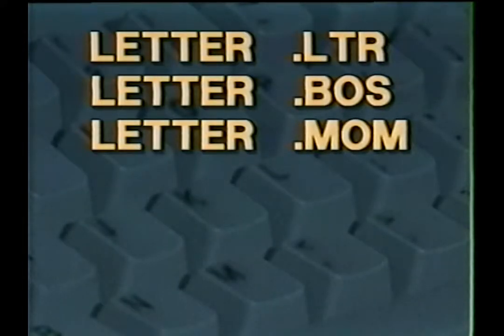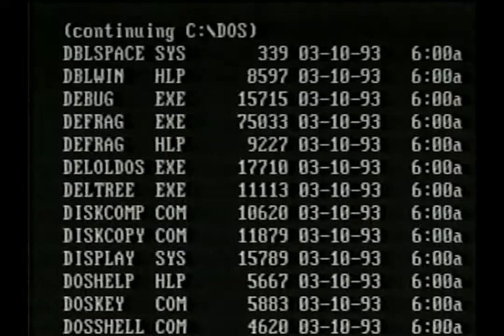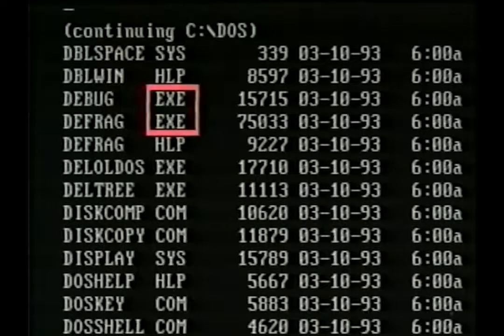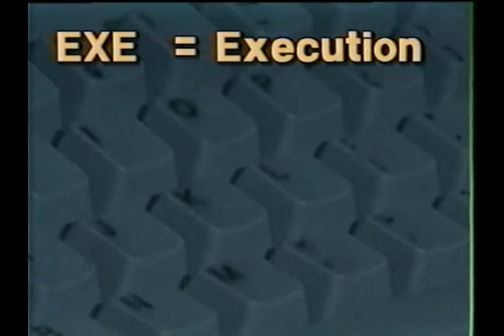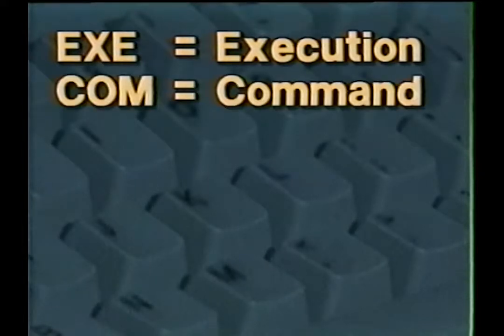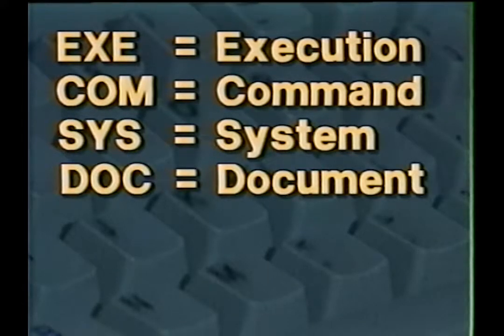The extensions must be different if the file names are the same, and the file names must be different if the extensions are the same. As you can see on the screen, there are files with the extensions EXE, COM, and SYS. These extensions are usually abbreviations that tell what kind of file it is. For example, EXE stands for execution. COM is a command file. SYS is a system file.